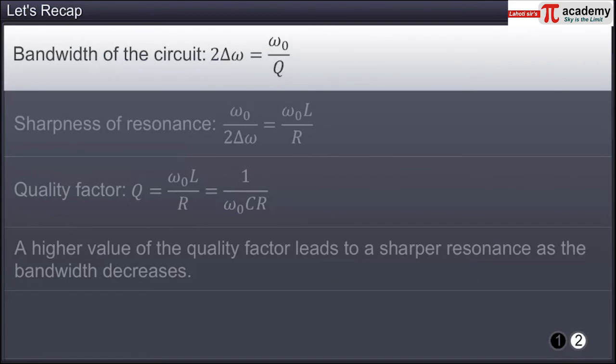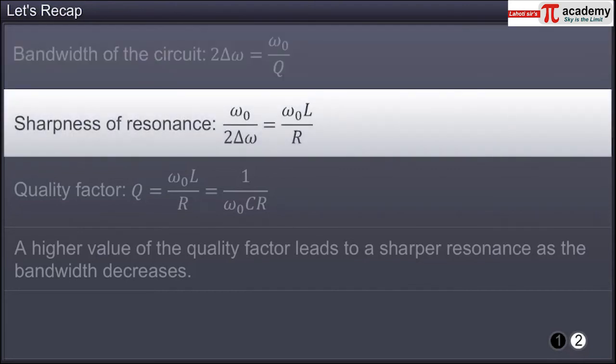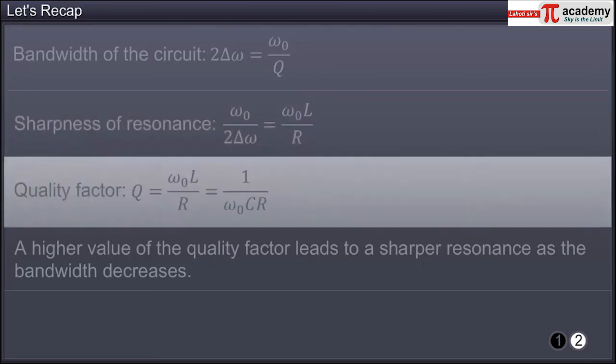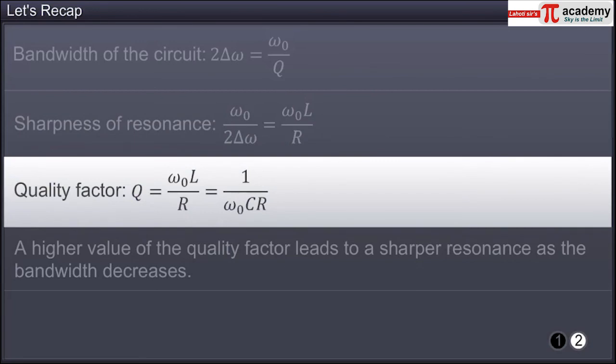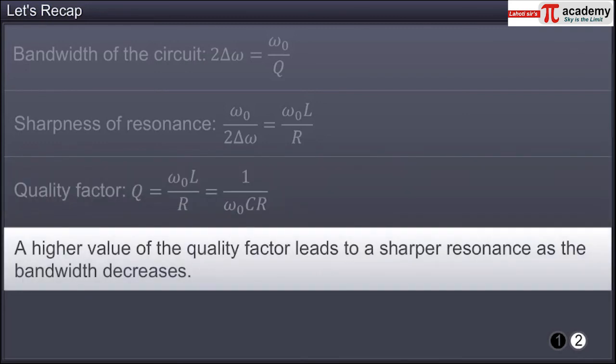Bandwidth of the circuit is equal to 2 delta omega or omega naught by Q. Sharpness of resonance is the ratio of resonant frequency omega naught to bandwidth 2 delta omega, which is equal to omega naught L by R. Quality factor is equal to omega naught L by R or 1 by omega naught C R. A higher value of the quality factor leads to a sharper resonance as the bandwidth decreases.